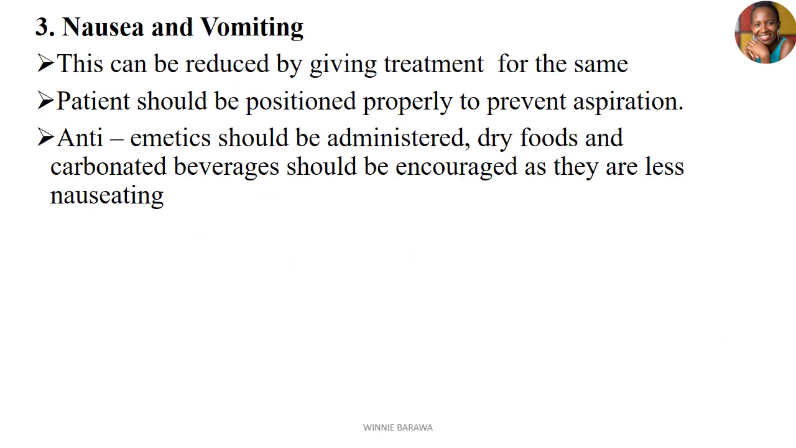Third symptom we have on the list is nausea and vomiting. And the best way to handle this is to simply give treatment or drugs that can get rid of the nausea and the vomiting episodes. However, the other option is to ensure that the patient at least is properly positioned to prevent any state of aspiration during the nausea stages or vomiting episodes. The other bit is antiemetics should be administered. This is to help us with the vomiting episodes or to eliminate them.